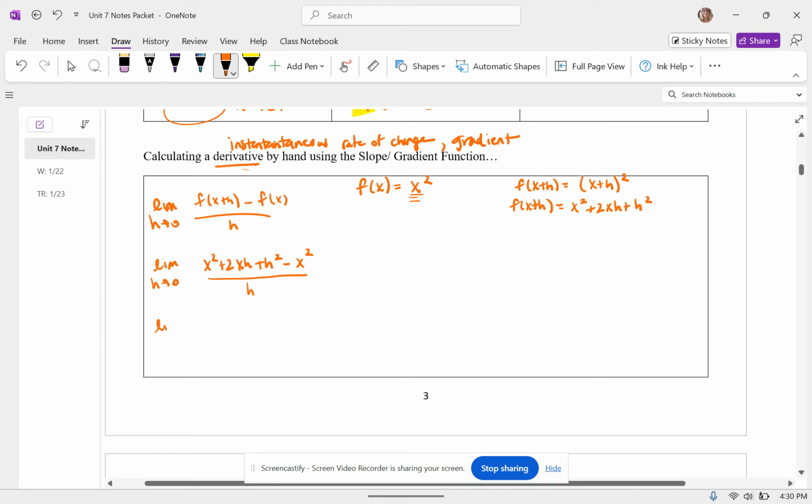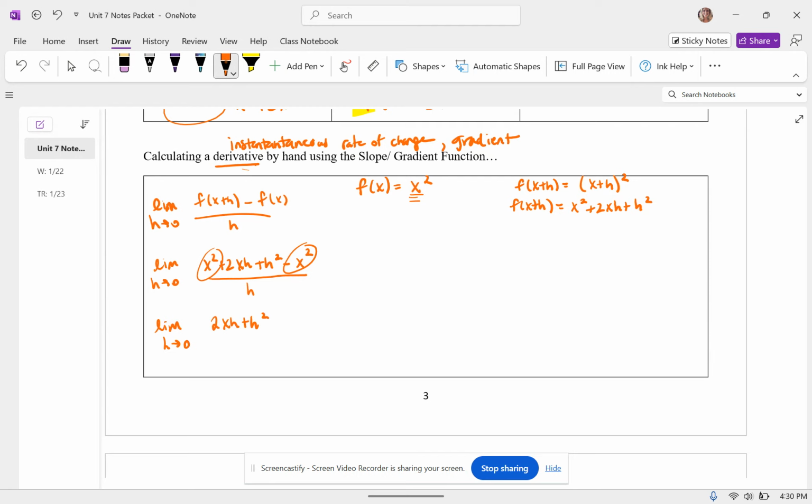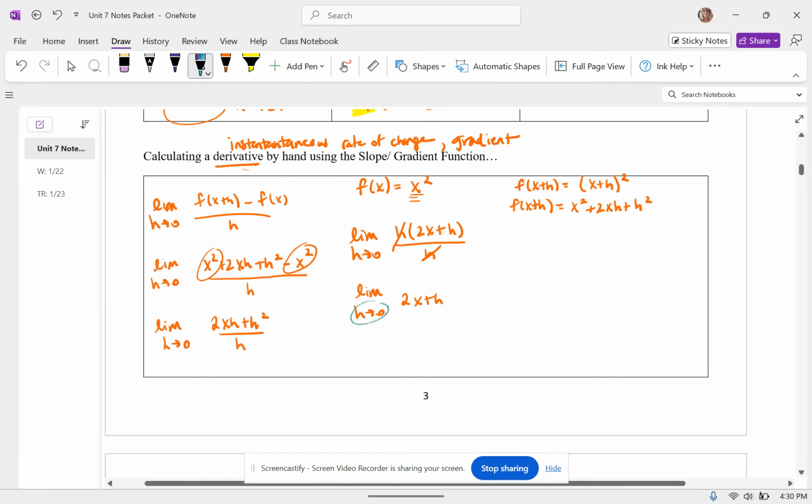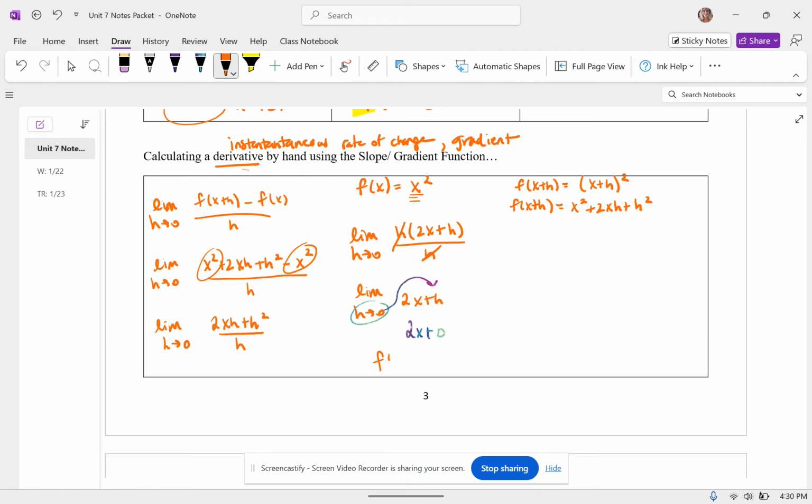So I'm going to do little combinations here. Ooh, I see that both terms have an h. Let's cancel that h. Factor out that h, and then now I have the limit as h approaches 0 of 2x plus h. I now substitute in that pesky limit, so that way he's not hanging around anymore. And I get the derivative function will be 2x.